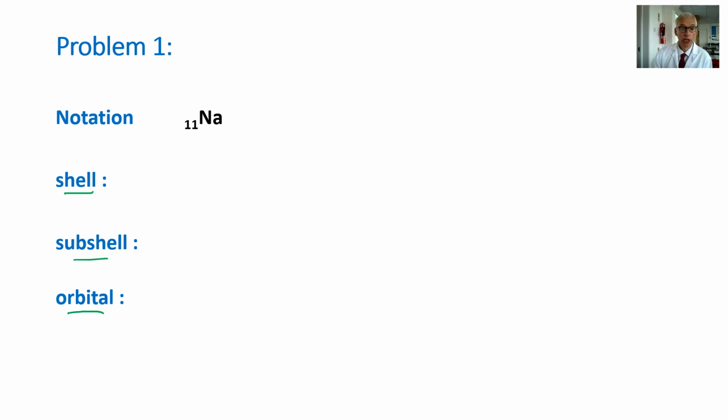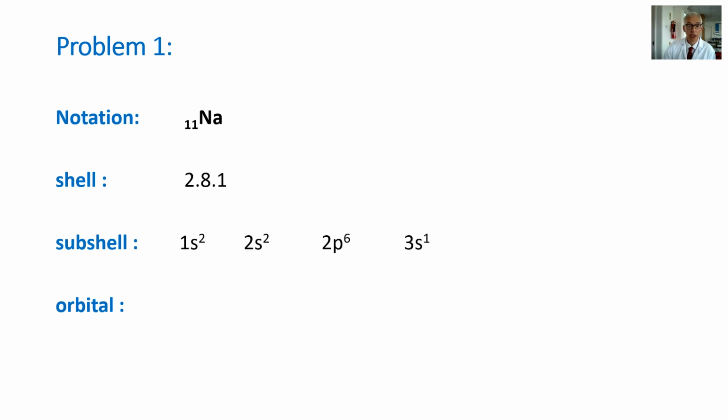Okay, so the answer to the shell is obviously 2,8,1. The subshell 1s2, 2s2, 2p6, 3s1. And orbitals, single box, triple box, and single box occupied singly. So that's the electrons in boxes notation at the bottom.